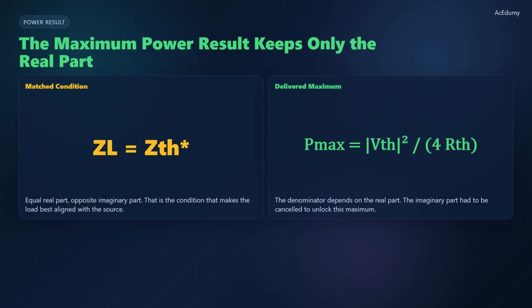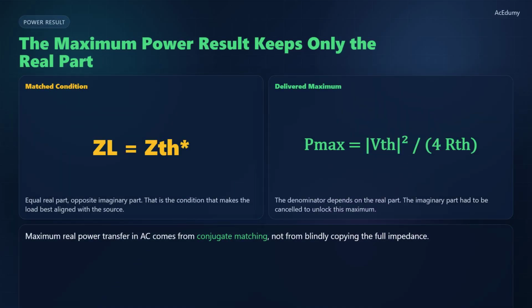Under the matched condition, the maximum real power delivered to the load becomes the magnitude of V Thevenin squared divided by 4 times R Thevenin. Notice what remains in the denominator, only the real part. That is why the reactive part must be cancelled instead of copied.